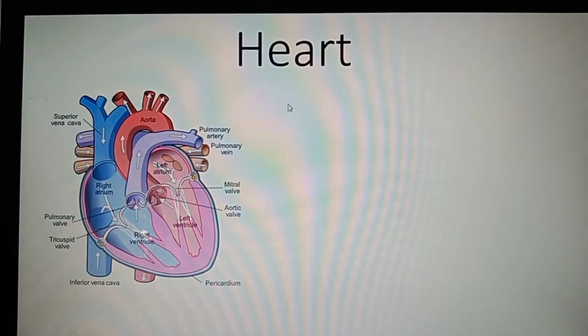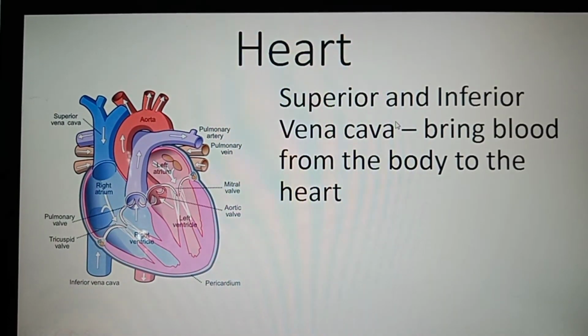Let's continue now with the other parts of the heart. We have here the superior and inferior vena cava. Here, superior vena cava and inferior vena cava. Take note of the color. So alam nyo na kung anong dugo ang dala-dala niyan. Superior and inferior vena cava are the veins, the biggest veins in our body. Pinakamalaking veins sa ating katawan.